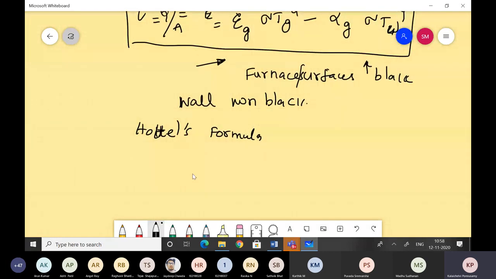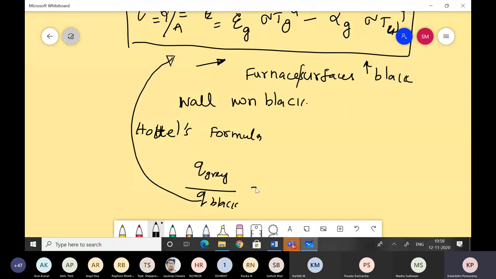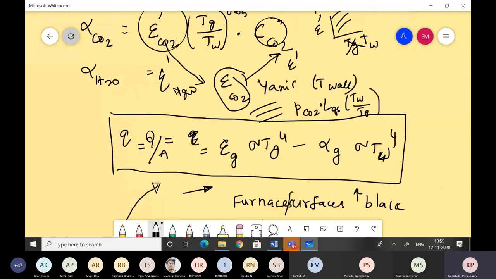Which says that Q of gray divided by Q of black is equal to emissivity of the wall divided by 1 plus, and this is applicable as long as your emissivity of wall is greater than 0.8. So with this, the radiation theory part is over, right? I think you have got too many equations for this participating medium.